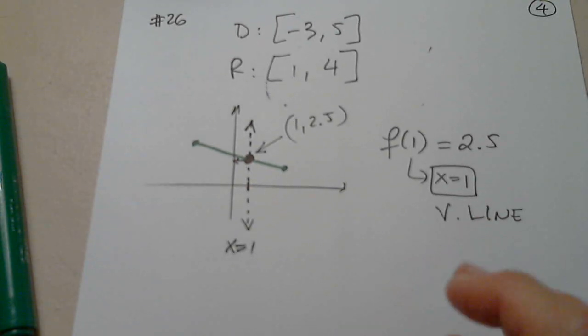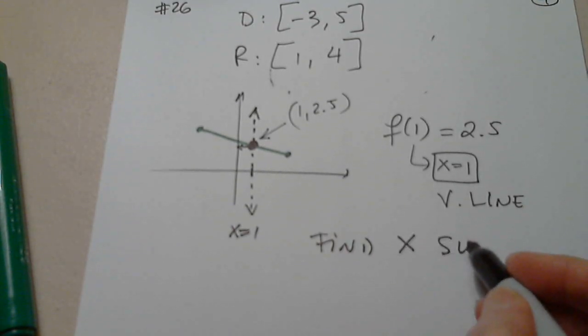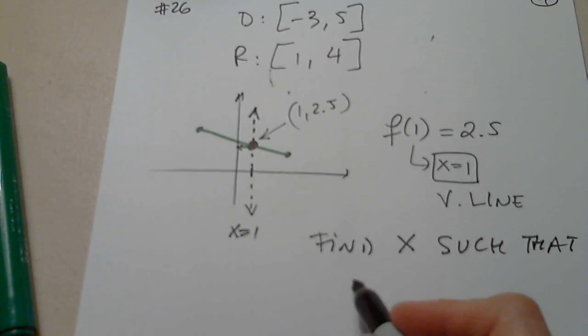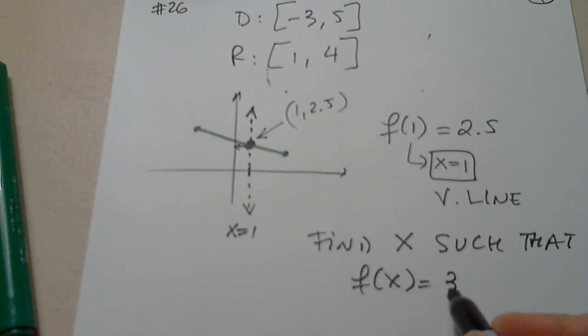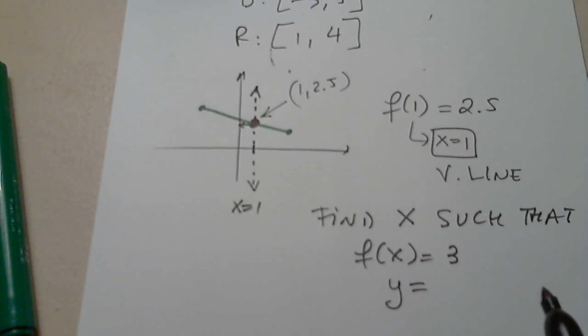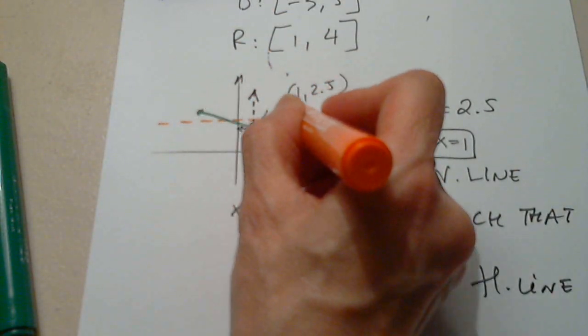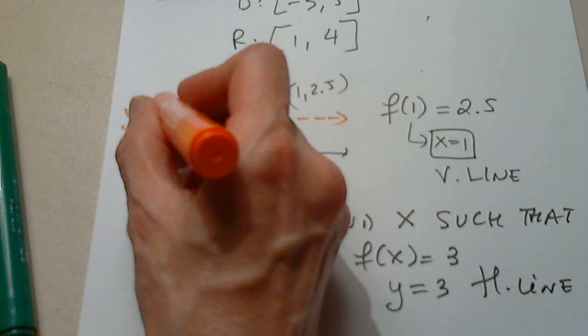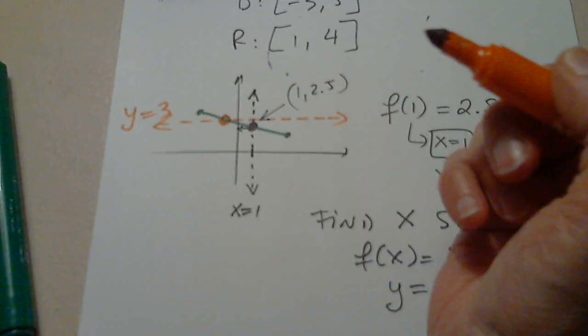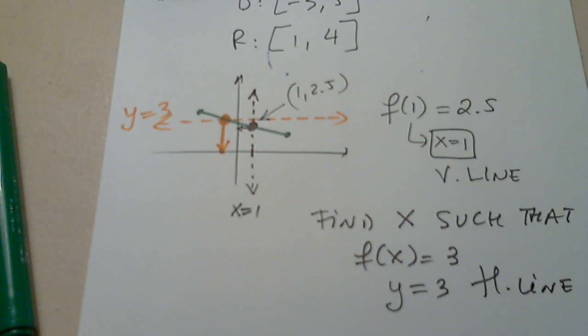Good. Now let's suppose I am asked to find x such that f of x is 3. This is a different story. This means y equals 3, which is a horizontal line. So that means I go to the graph and I draw, or imagine I draw, a horizontal line, y equals 3. I see that it crosses the graph in a point, and now I will be reading the x value for that point.